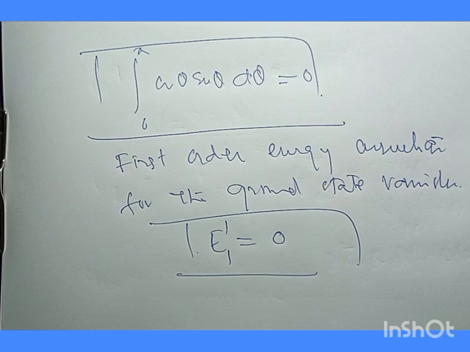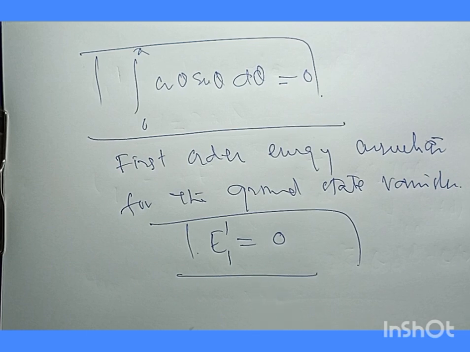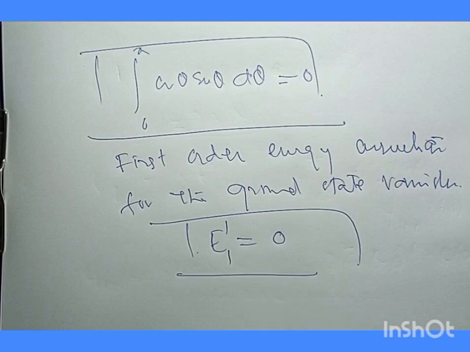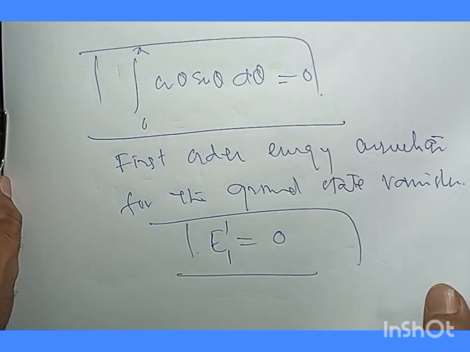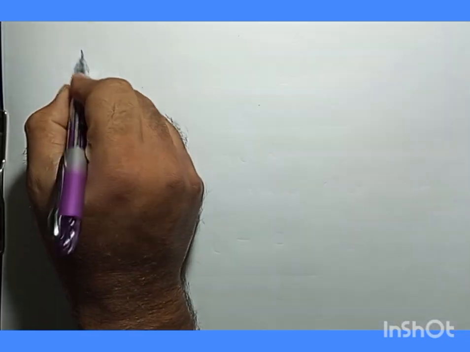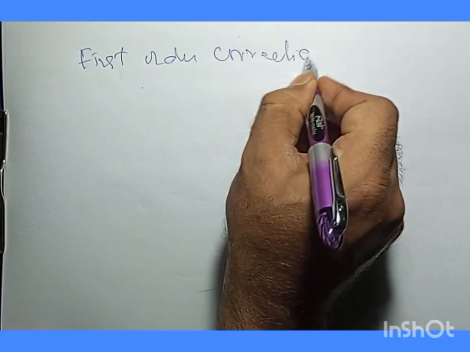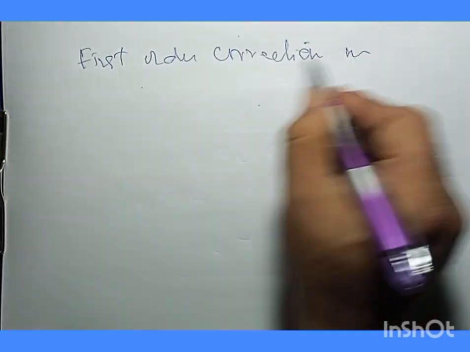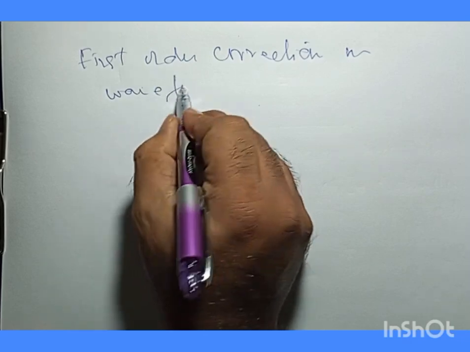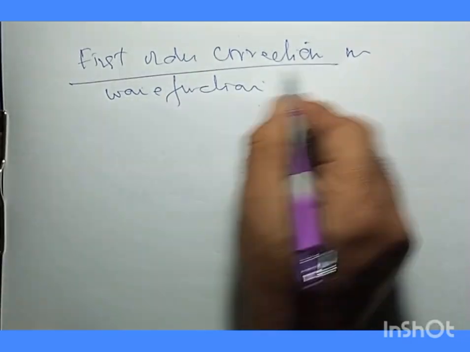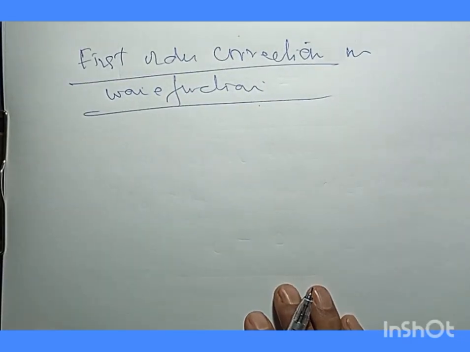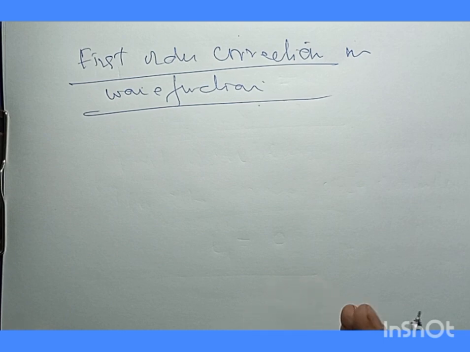So the conclusion is simple: the first order correction to the energy for the ground state is 0 in this case. Now, if we have to look for the first order correction in the wave function or state vector, in order to compute that, we would like to write down the correction to the wave function.